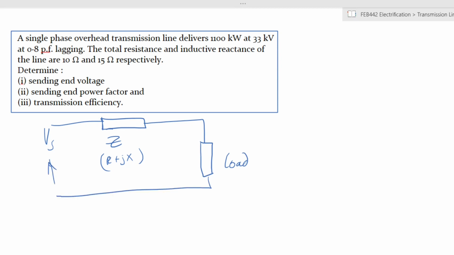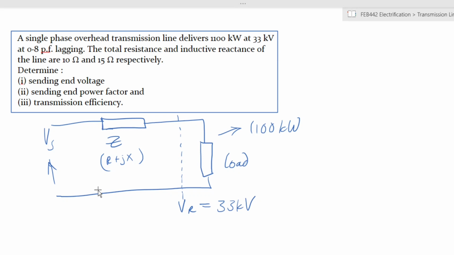Okay, so Vs is here, and our VR is at that point. This is our representation of the components of your transmission line. We know at this point it is delivering 1100 kilowatts and VR is equal to 33 kV. This is a single phase overhead transmission line. We are also given that the total resistance and inductive reactance of the line are 10 and 15 respectively.